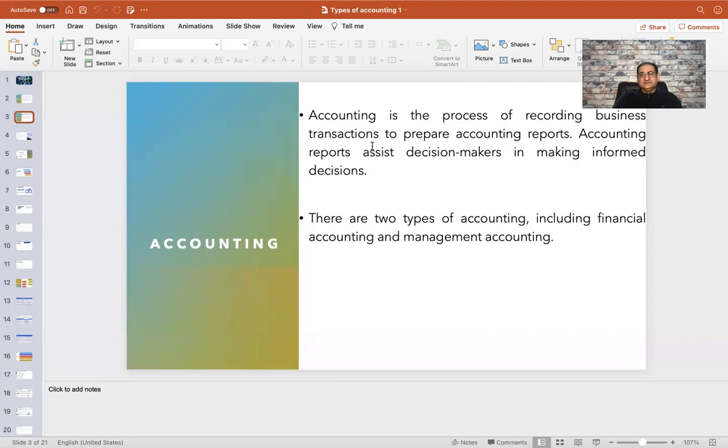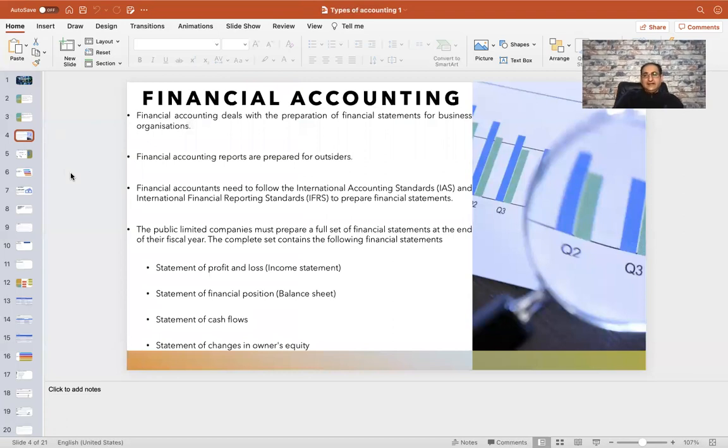As we have discussed at the start, there are two types of accounting, financial accounting and management accounting. So now we are going into the details of these types of accounting. I am starting with financial accounting first. Financial accountants are involved in the preparation of financial statements for the business organizations. So that is their main duty.